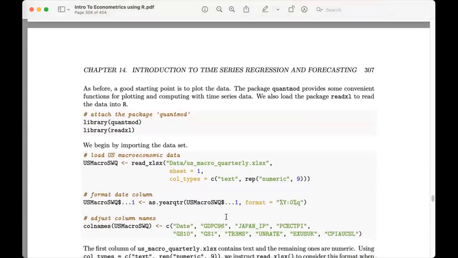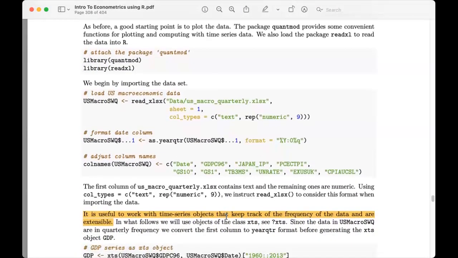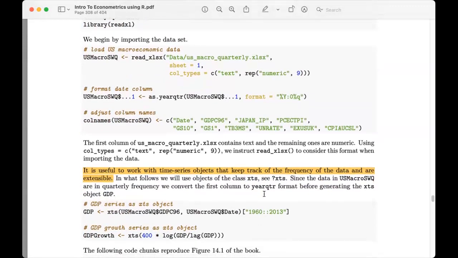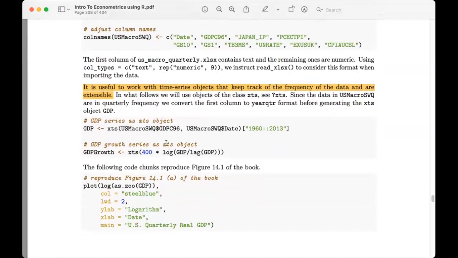So it's trying to replicate one of the figures that have been in the book. It is useful to work with time series objects that keep track of the frequency of the data and are extensible. An example of a time series class is XTS, which shows that the data class is a time series. We could use this R code to convert this US macro data to a time series format using the XTS function.